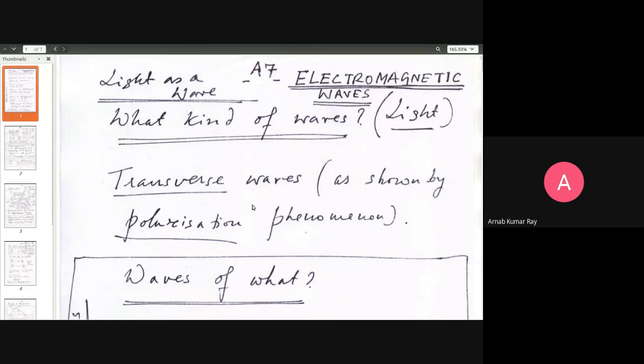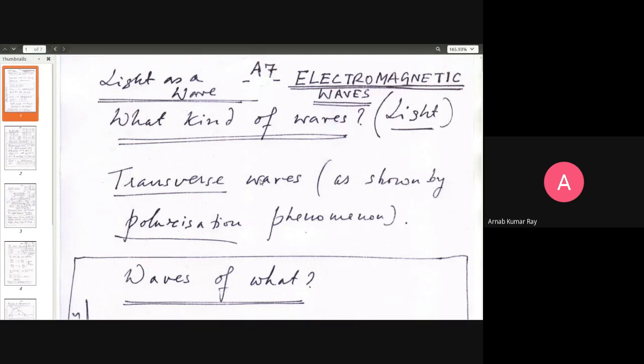So let us just return to the wave character of light. What we are discussing now is actually a part of optics. Just a minute, please. I'm sorry. Just a minute. Yes, I hope all of you can hear me clearly and see the presentation as well.